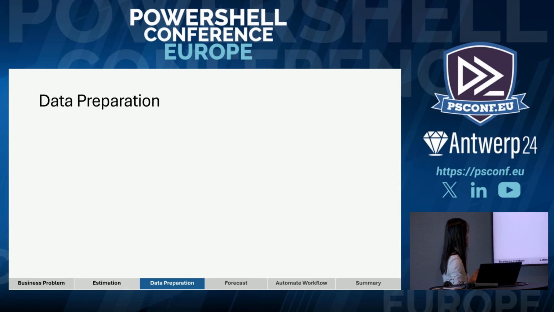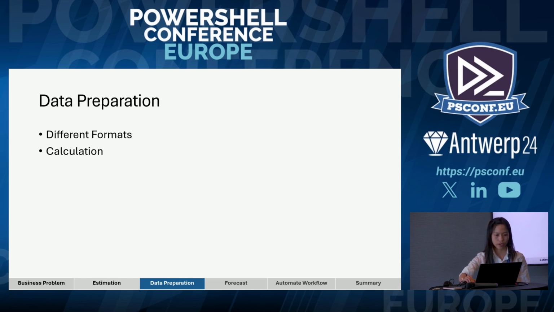Now we have finished with the estimation. But then the analyst finds out that there are many problems when she works with the data. She finds out that there are different formats coming from different files. Every file follows its own format, so it's very hard to scale up the solution.